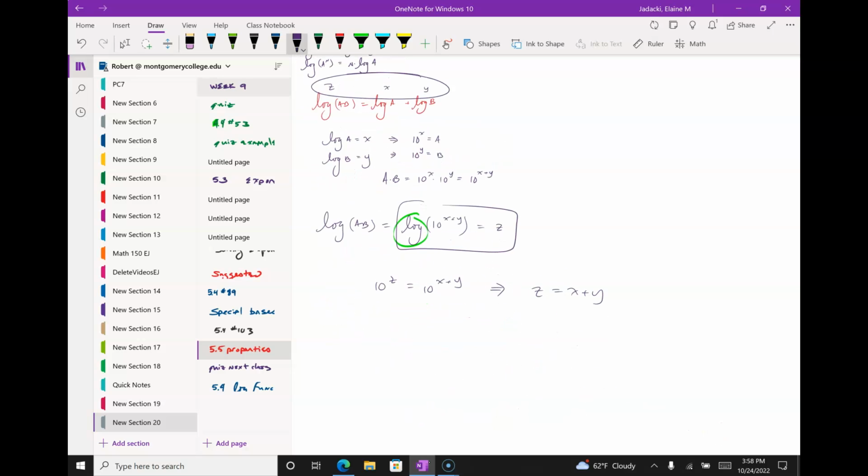Quick example, let's say log of 2 times 50. What is that? That's log of 100, right? 2 times 50 is 100, right? What do I get on the right with my property? I get log of 2 plus log of 50, right? Yes, you agree? 2 times 50, I'm separating the product into a sum, right?